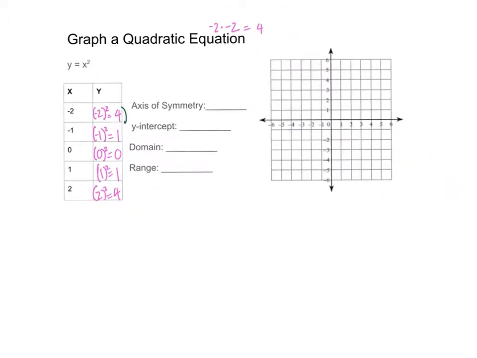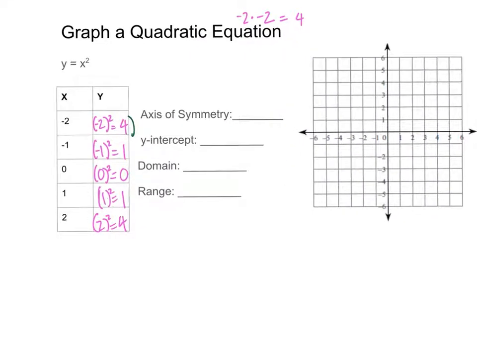Let me see if I can shrink that down just a tiny bit. There we go. So I'm going to be graphing negative 2, 4. Negative 2 is here on the x-axis, x first, and then up 4. And then I have negative 1, 1. I have 0, 0 next, so that's going to be the origin. And then I have 1, 1. And then I have 2, 4. 2, 4 is going to be up here.